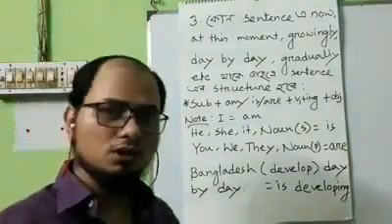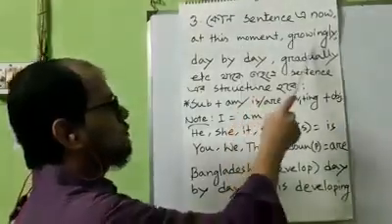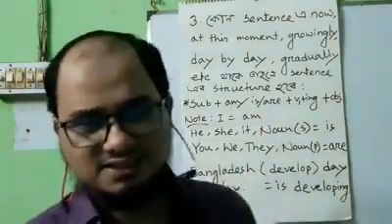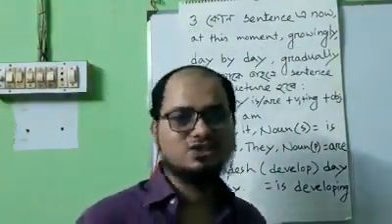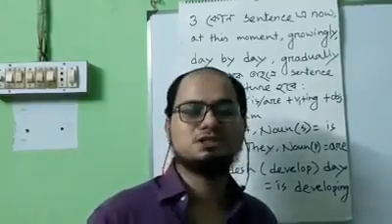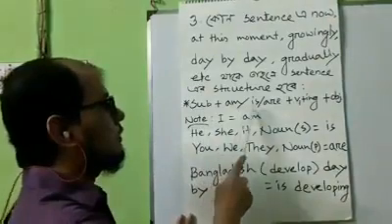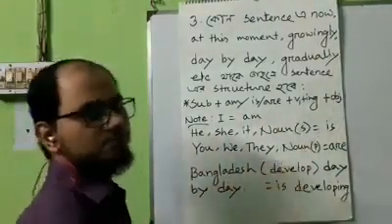If we find words or phrases like now, at this moment, growingly, day by day, gradually, etc. in a sentence, the sentence structure must be in present continuous tense structure. The structure of present continuous tense is subject plus am or is or are plus verb-ing plus object.